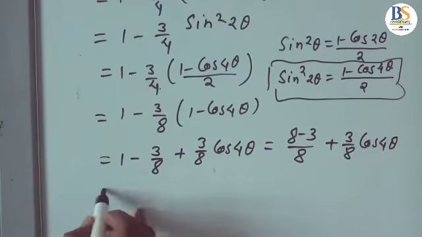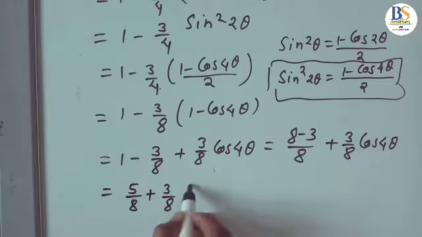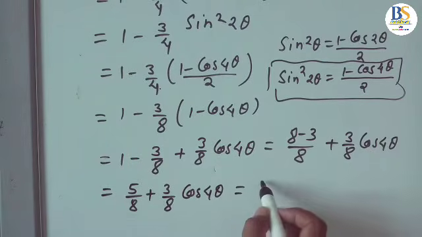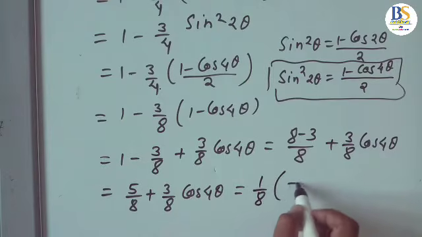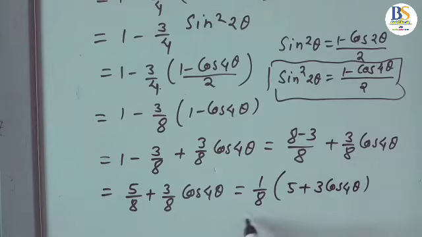Okay, this is equal to 5 upon 8 plus 3 upon 8 cos 4 theta. Then 1 by 8 is common from both the terms. 1 by 8 is common, meaning 5 plus 3 cos 4 theta. This is our RHS.